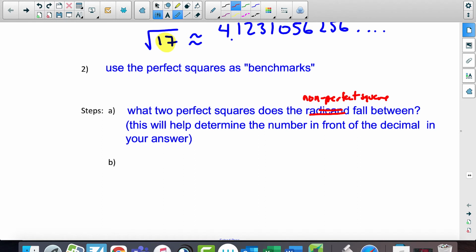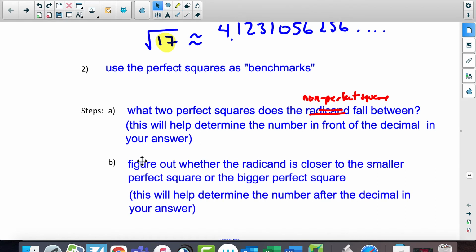And then the second thing that you should ask yourself is, figure out whether the non-perfect square is closer to the smaller perfect square or the bigger perfect square. This will help you determine the number after the decimal in your answer. We're only going to figure out one decimal place, okay?